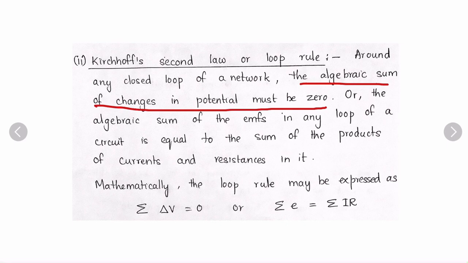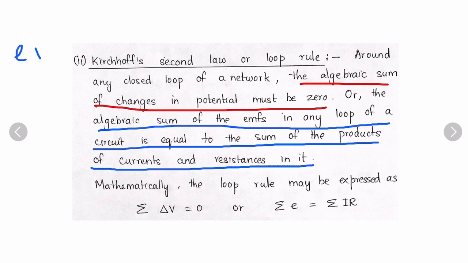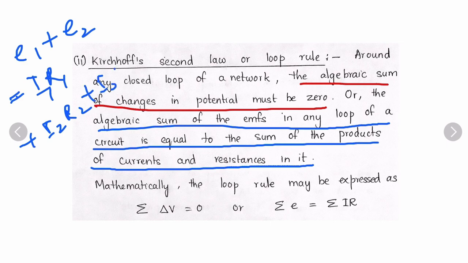Or you can say in other words, the algebraic sum of the EMFs in any loop of a circuit is equal to the sum of the products of currents and resistances in it. Once again I repeat, the algebraic sum of the EMFs. EMFs means batteries like E1, or if there are two batteries, E1 plus E2. That is equal to the sum of the products of currents and resistances: I1 R1 is one product, plus I2 R2, plus I3 R3. Simply I am taking an example.